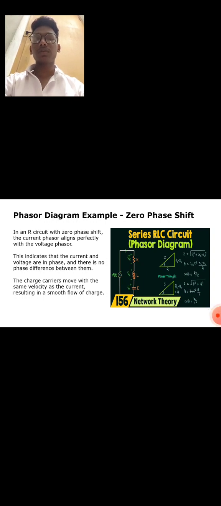Zero phase shift. In an R circuit with zero phase shift, the current phasor aligns perfectly with the voltage phasor. This indicates that the current and the voltage are in phase and there is no phase difference between them. The charge carriers move with the same voltage and current, related to the flow of current.